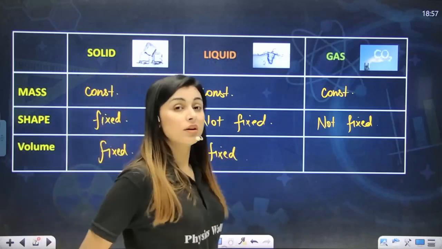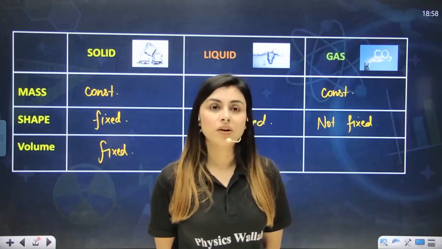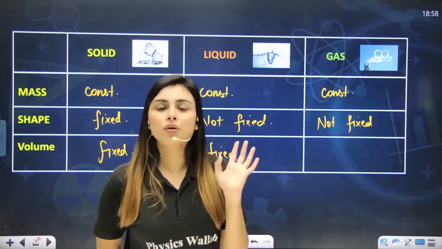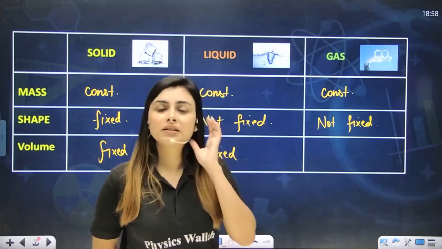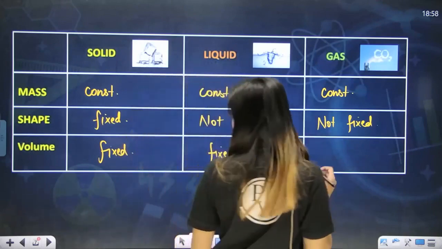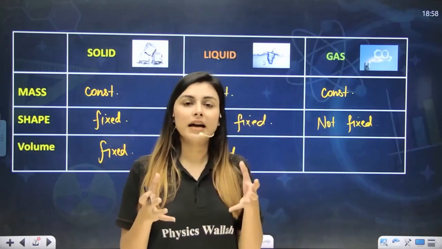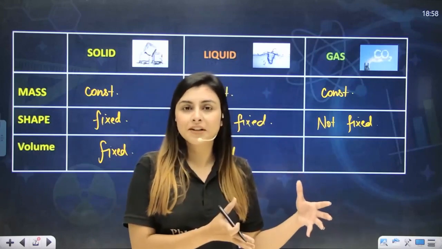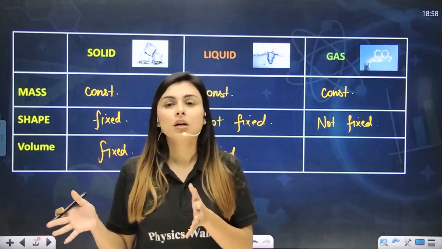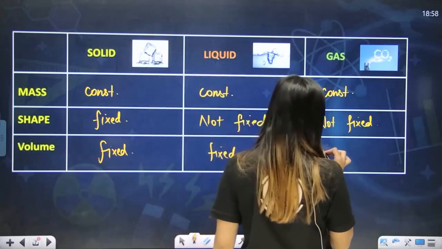And if you talk about gas, ma'am, gas volume is not fixed. It is not fixed, right? Yes. It takes the volume of the container. Whichever container you pour the gas in, the gas will take its volume, right? If you take a gas and put it into a 2-liter container, the volume of the gas would be 2 liter. If you take the gas and pour it into a 5-liter container, the volume would be 5 liter, right? Yes. So this is not fixed.